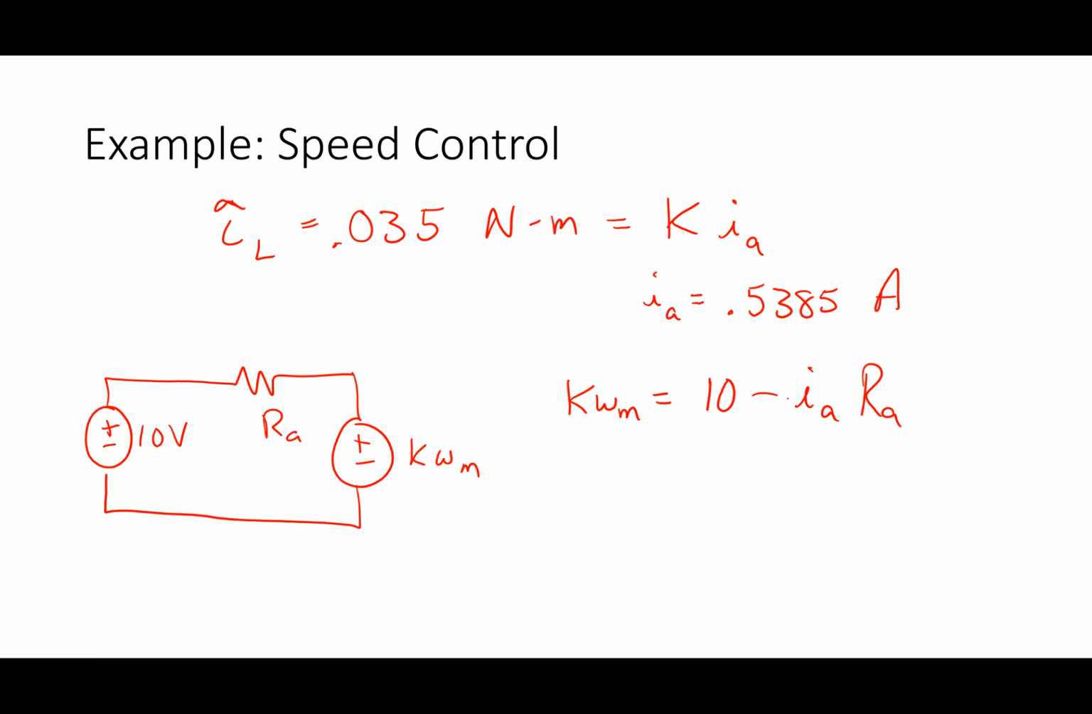Because the current's going in this direction, hopefully you guys are comfortable enough with the KVL on that, right? That would be the way it would be. Okay. You can write it better than I did. All right. So omega M ends up being 10 minus IA RA divided by K. If I do the math on that, it works out to be about 408 RPM. All right. So if the torque increased like this, the machine's going to slow down.